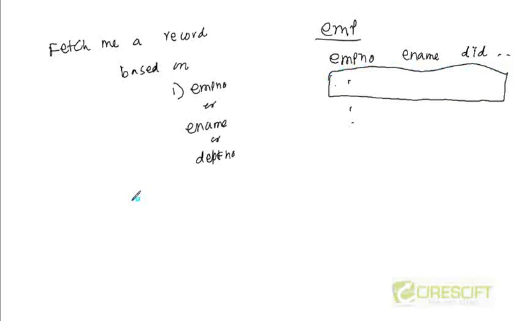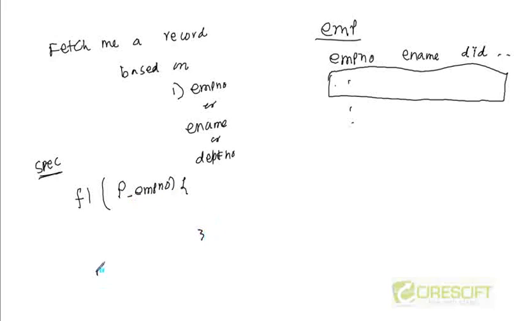Then what you can do is create a function f1, and this function f1 is going to take a parameter called p_employee_number. In the spec you define and declare this function f1, and in the package body you can query the employee table where employee number is equal to p_employee_number.